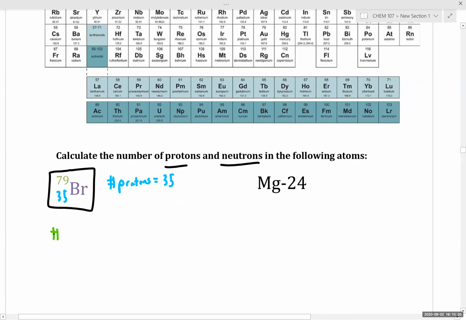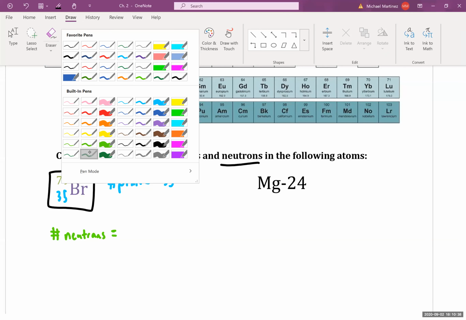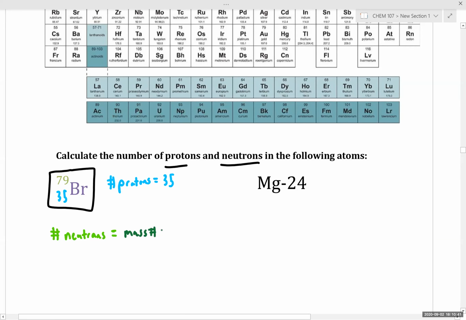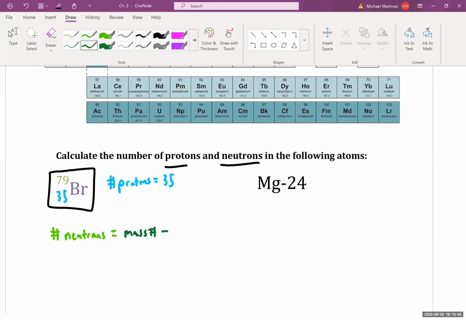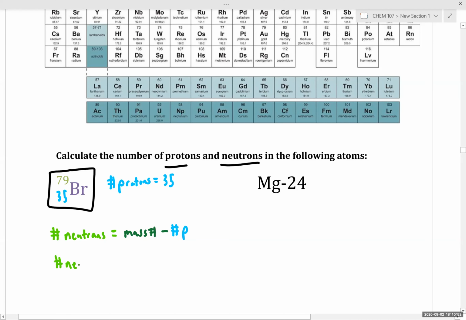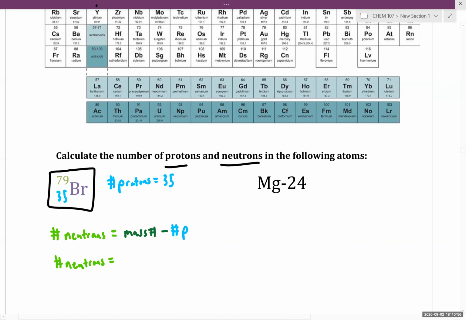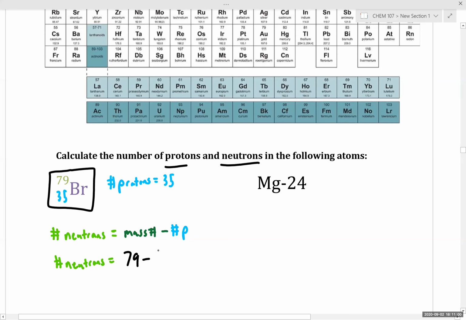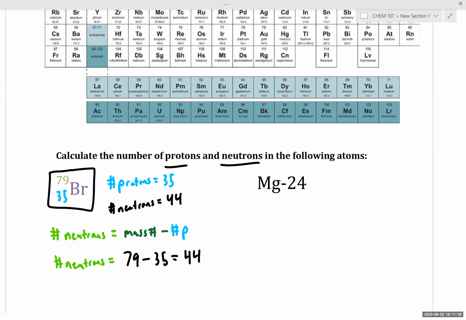Now for my number of neutrons, we're going to have to work a little bit harder on this one. We're going to take our mass number minus our number of protons. In turn, that gives us for our number of neutrons, a mass number of 79, and we're going to subtract 35, and that in turn gives us 44 neutrons. So our number of neutrons is equal to 44. Does that make sense to everyone? Does this first example make sense? Any questions?